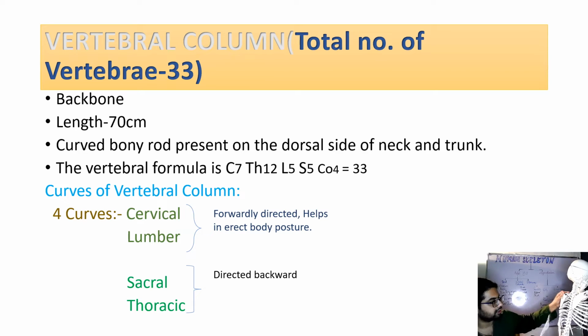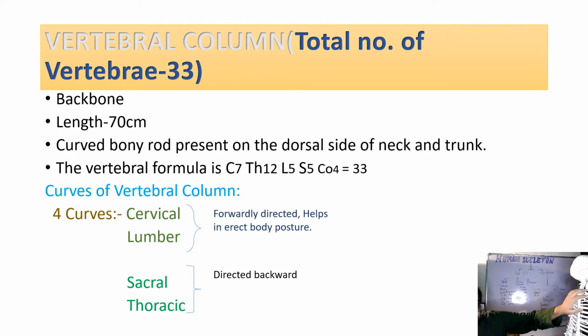It is curved. It is not visible from one side. If you see from the lateral side, you will find that this vertebral column is curved. It is a curved bony rod present on the dorsal side of the neck and trunk. This is the ventral side. Behind we have the dorsal side. So on the dorsal side of the neck and trunk we find the vertebral column.